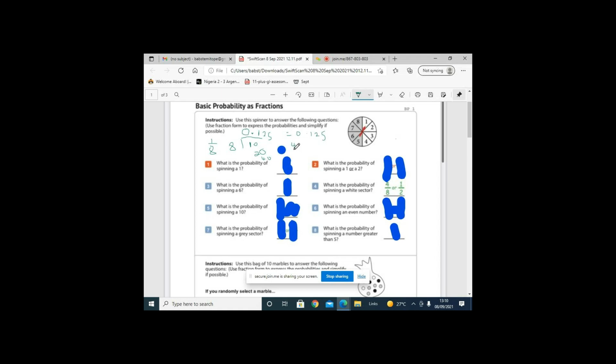They can also ask you to change this 1/8 to a percentage. What you have to do is multiply it by 100. If you multiply by 100, you move the decimal twice. So 1, 2. It gives you 12.5 percent.